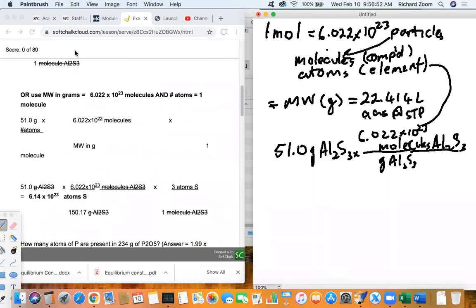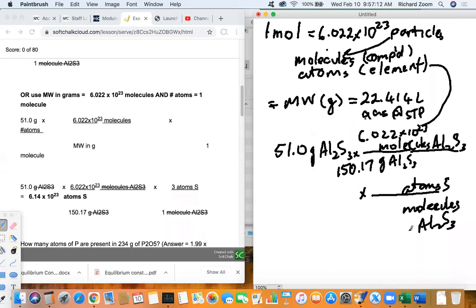And 150.17 grams is what we're going to have there. We're looking for atoms of S, and we're going to find molecules, and that's going to be in molecules of Al2S3. So the relationship there is 3 atoms of sulfur and 1 molecule of Al2S3. Does anybody have any questions?